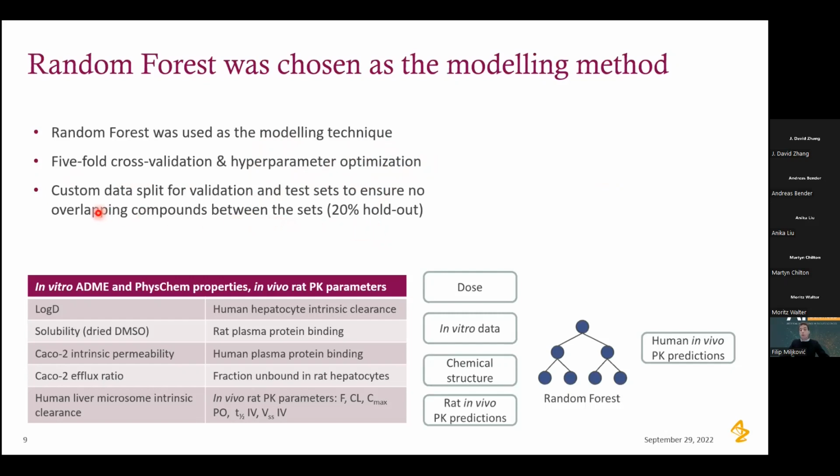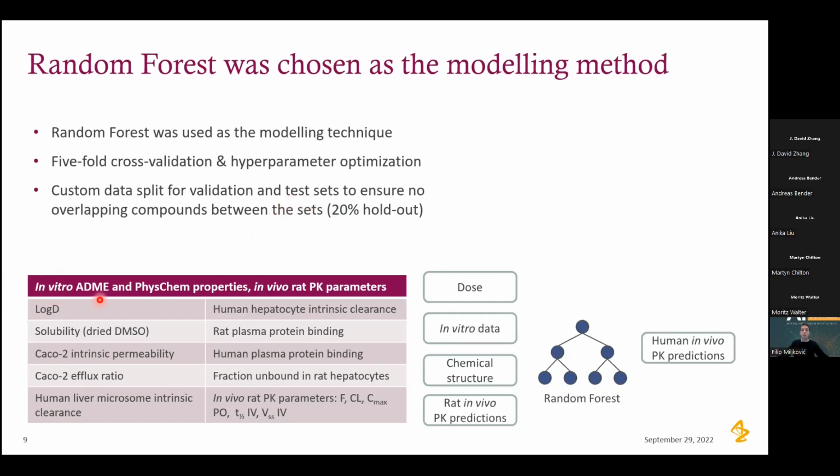We have also developed a custom data split for validation and the test sets. So we made sure that the compound with all of its doses was part of the same fold or part of the same set, so as not to leak the data, and to actually have models that learn different chemical structures, so the chemical structure would not be shared between the folds.